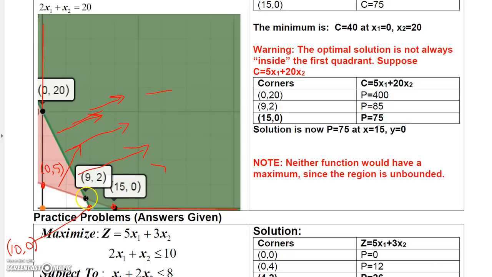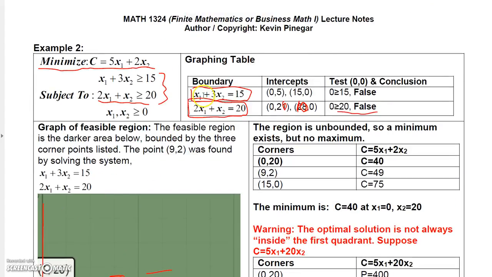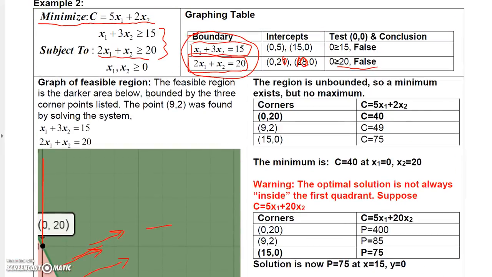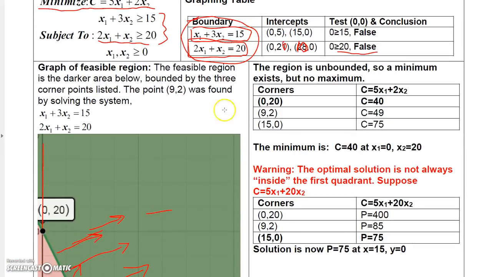Now again, to get the 9, 2, you just want to know where the lines intersect. So basically all you have to do is solve this system, and it'll tell you where those 2 lines intersect, which should give you 9, 2. Now, this region is unbounded, so a minimum exists, but no maximum.